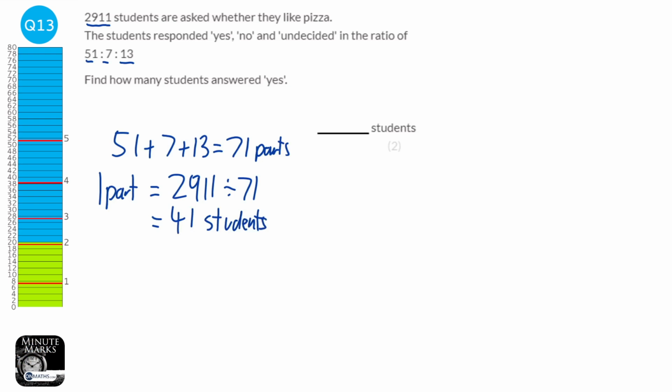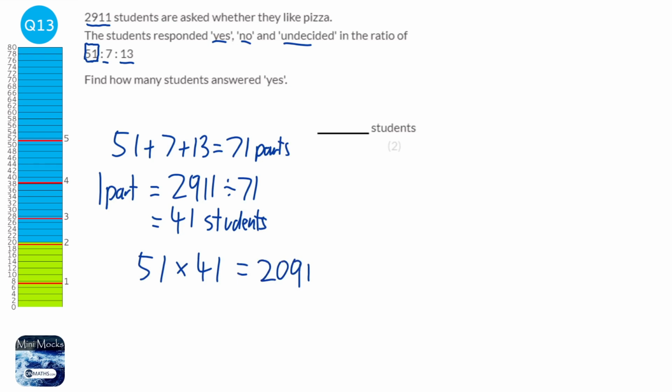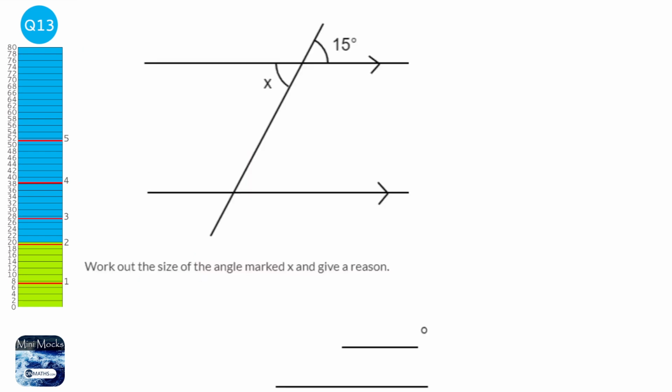Now because it goes yes, no, undecided, yes will be the 51 there. So it's 51 lots of 41 students. 51 parts with each part representing 41 students. And when you multiply those together, you get 2,091. So our answer is that 2,091 students responded with yes.